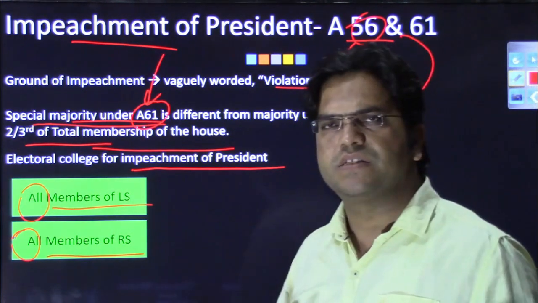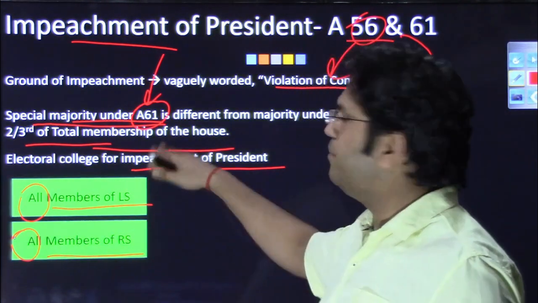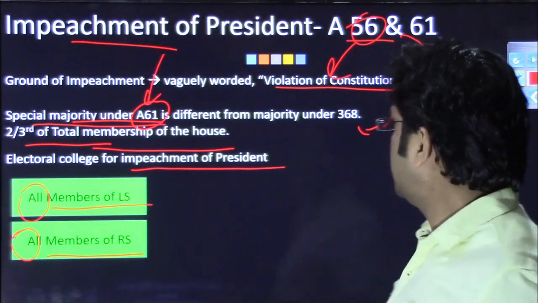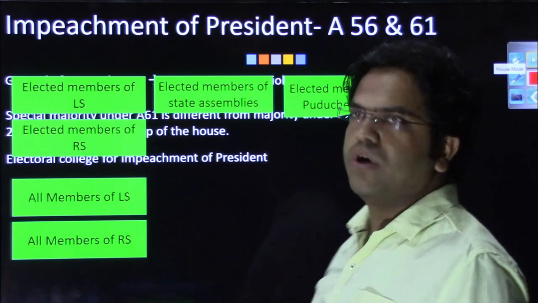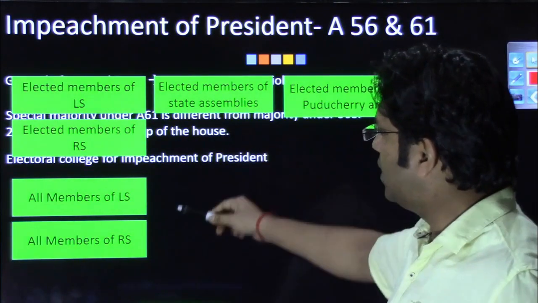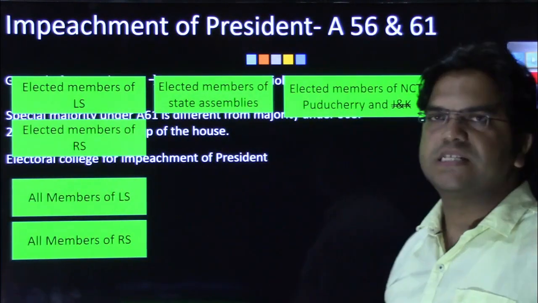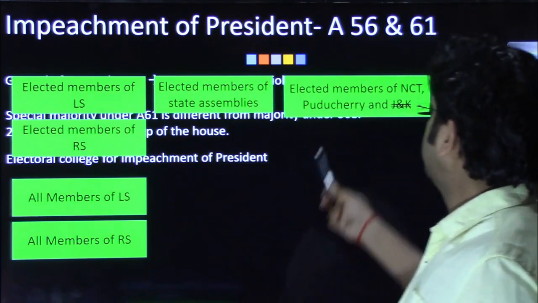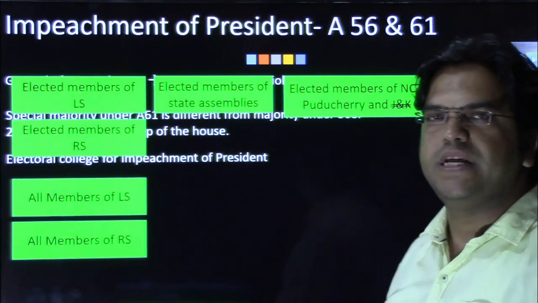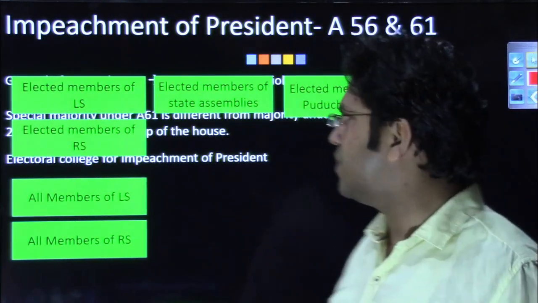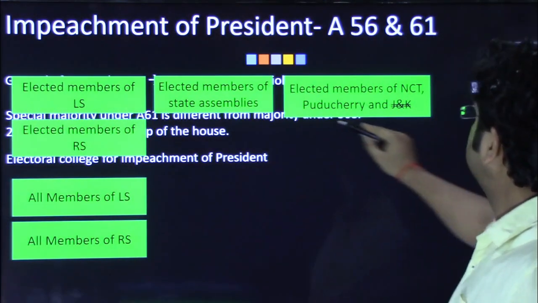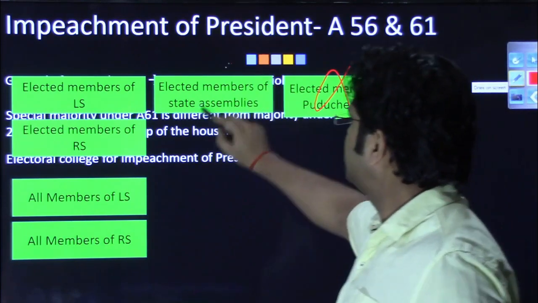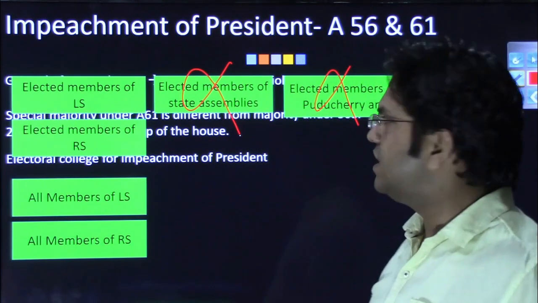What is the other difference between the electoral college of impeachment and election? The other difference is this. You had the state assemblies as well who were participating, but in the impeachment process, state assemblies will not have a role. Thereafter the assemblies of NCT and Puducherry were also participating, so they will also have no role as far as impeachment is concerned. So these two bodies are missing.